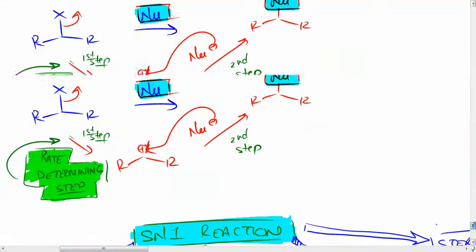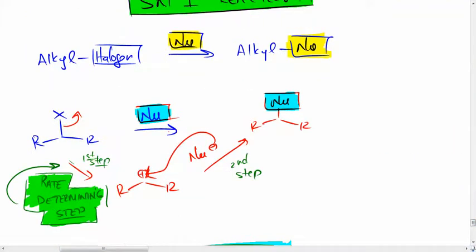So this is the nucleophile. Then once we form that carbocation, the nucleophile is going to come in and attach. It turns out that because this carbocation is planar, meaning that it's flat, the nucleophile can come in from the top or the bottom.